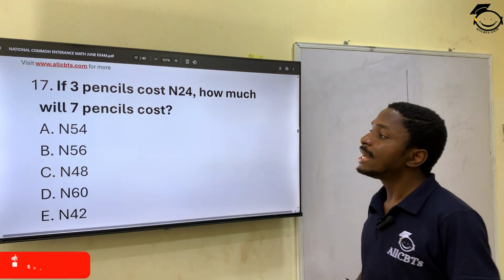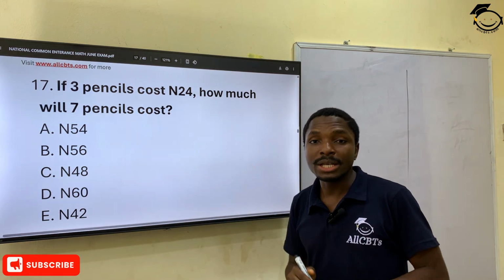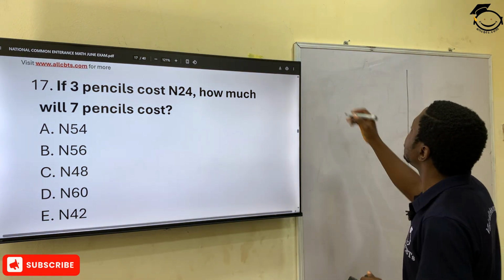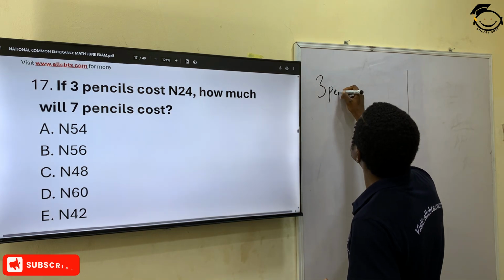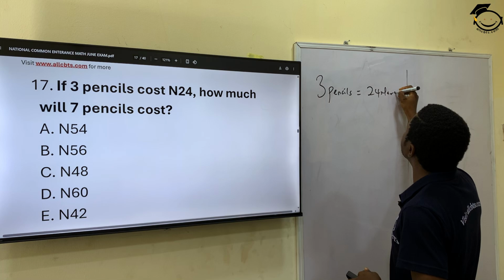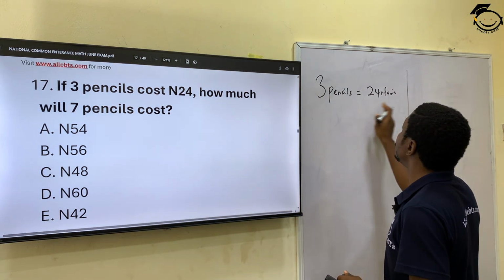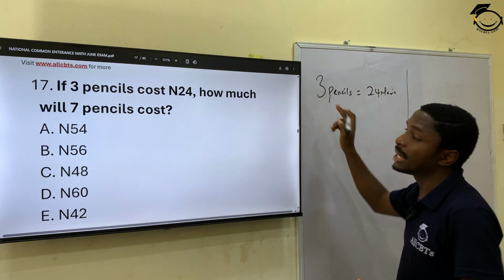Question 17. If 3 pencils cost 24 naira, how much will 7 pencils cost? So 3 pencils will cost 24 naira. To know the price for 1 pencil, all you need to do is divide 24 naira by 3 pencils.